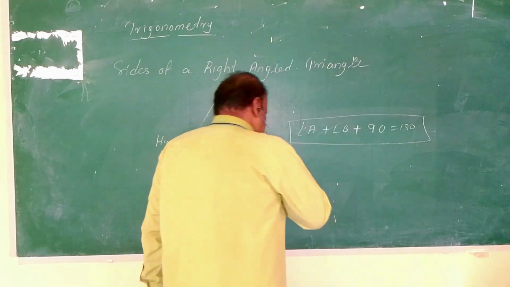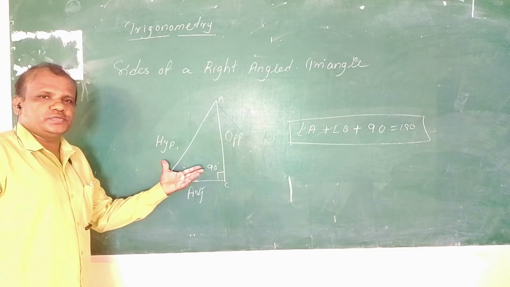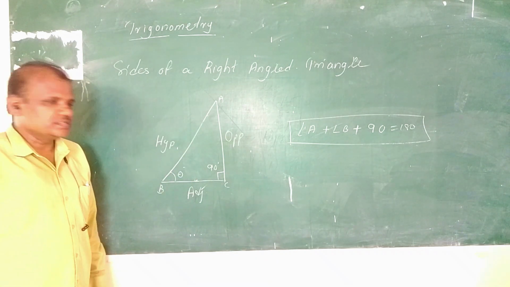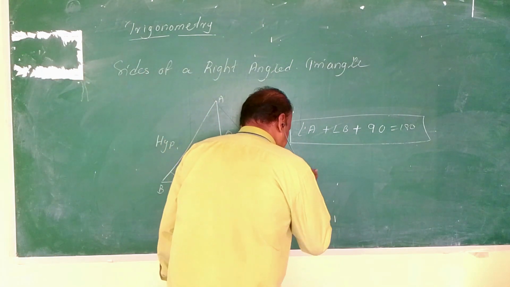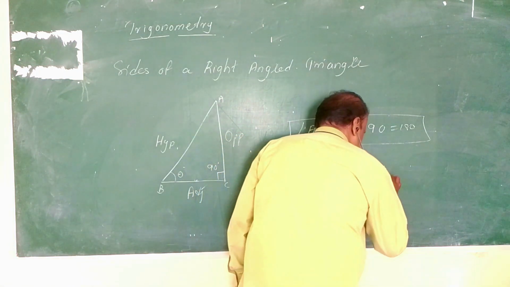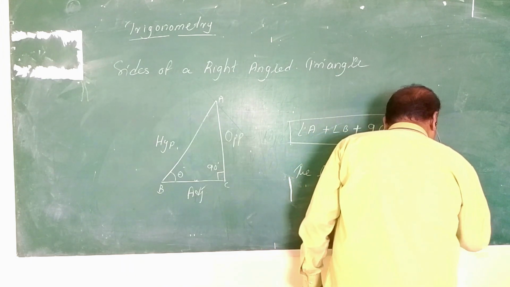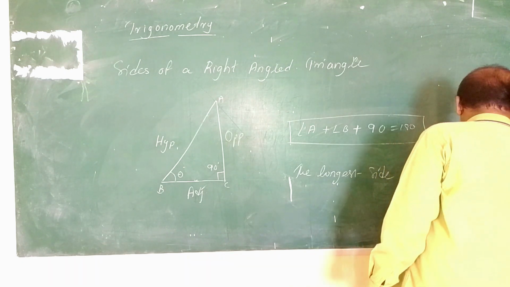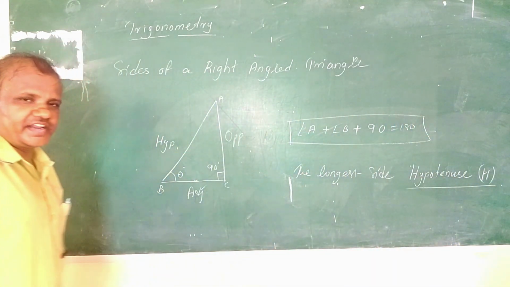Then you can see from the diagram that the side which has the longest length is the hypotenuse. So the longest side is the hypotenuse. This is the longest side of the right angled triangle.